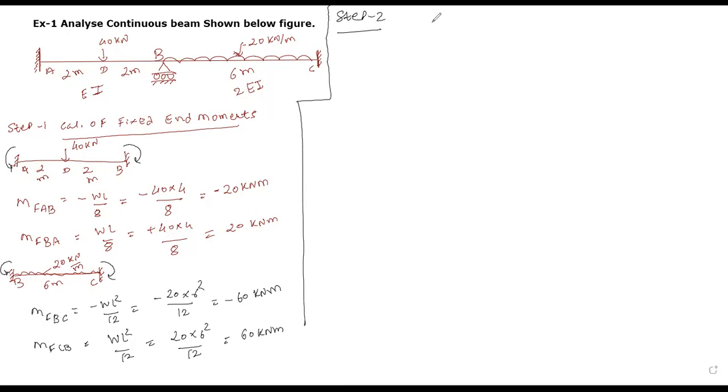So for step number 2, we will write down the slope deflection equation for each joint. Okay, so for joint A, first of all, we are writing for joint A.